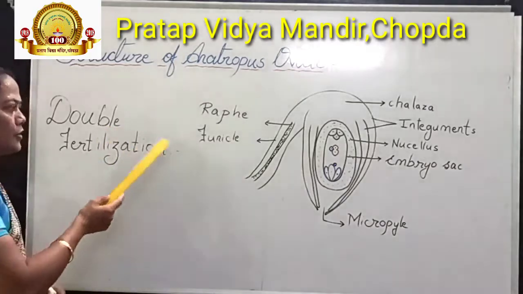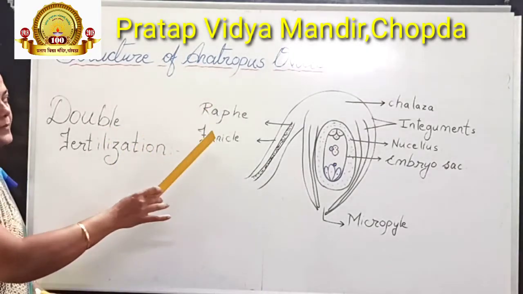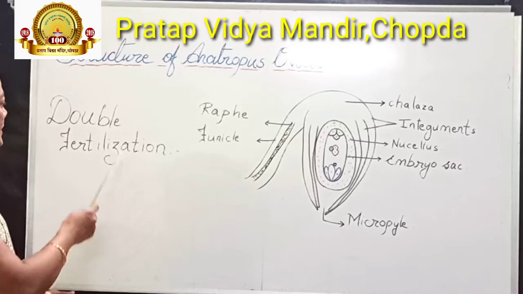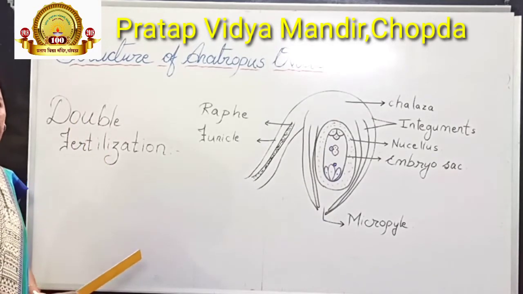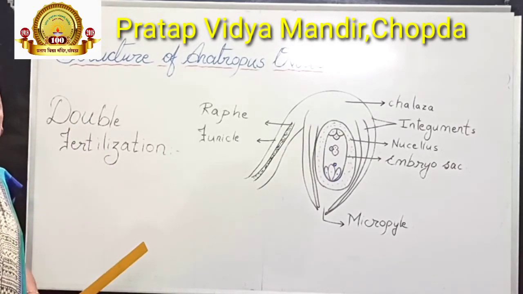So, I hope you might have understood anatropous ovule and double fertilization as given in our text.